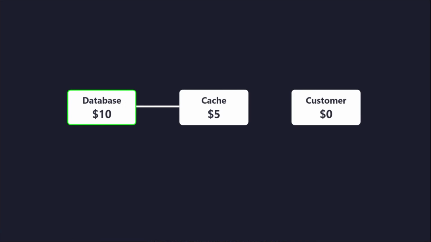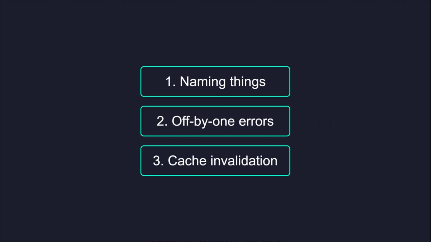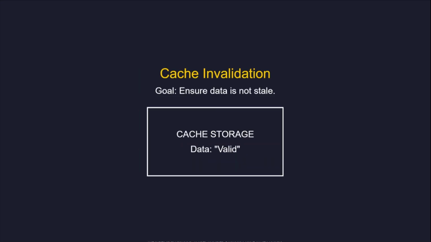A user updates a product price to $10. The database saves it, but the cache still serves $5. The customer pays $5 and your company loses money immediately. Computer science has two hard problems: naming things, off by one errors, and cache invalidation.